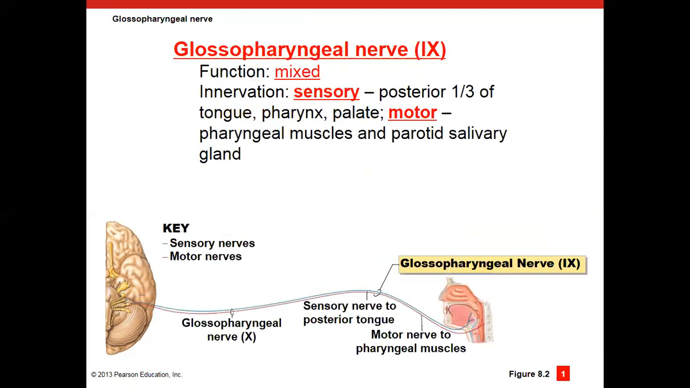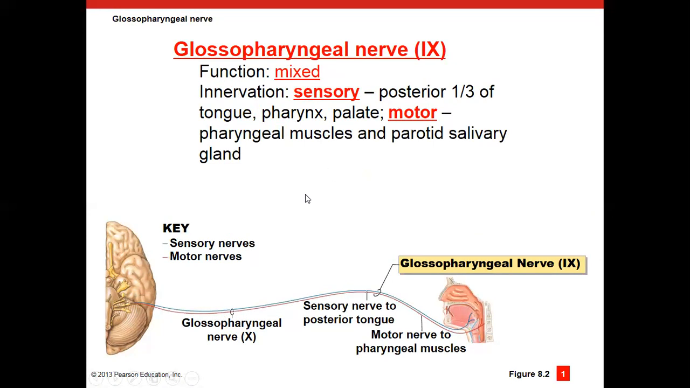The glossopharyngeal nerve is cranial nerve 9, and it's a mixed nerve. So if you look here, right here was the abducens. Right here is facial 7, 8, vestibulocochlear, and there's 9. Glossopharyngeal. So we'll talk about 10, 11, and 12 next. So this is 9. It is mixed.